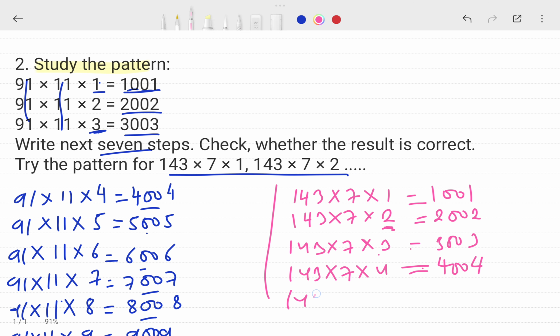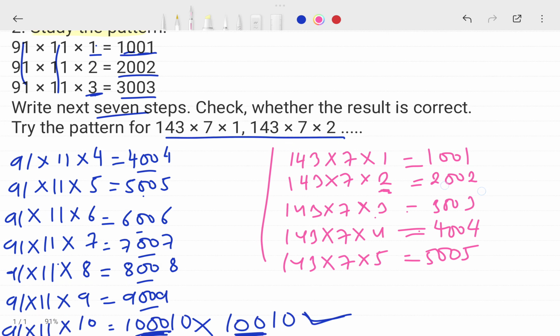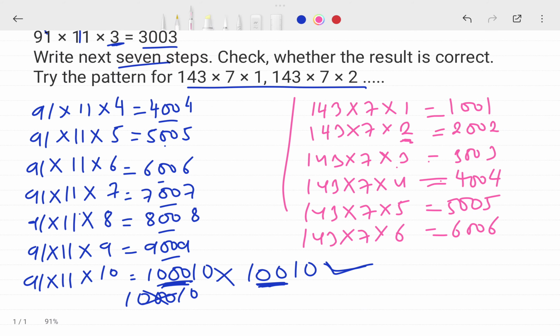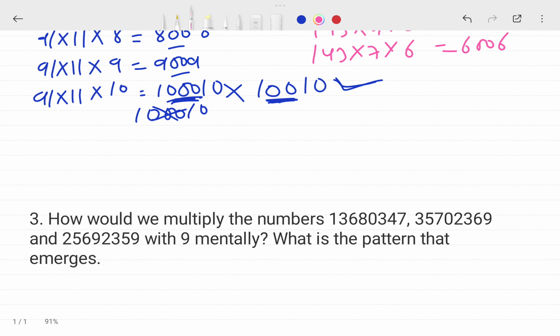Next, 143 cross 7 cross 5 equals 5005, like that only. Next you can write 143 cross 7 cross 6 equals 6006. So this is one of the ways you can do this one, the second one. Okay, right. So if it is clear, then I will talk about the last question.